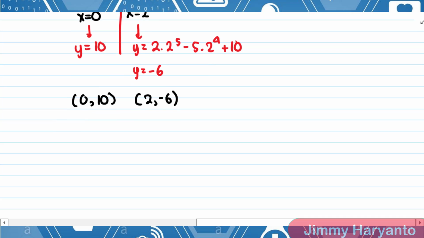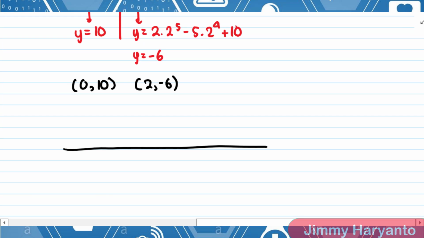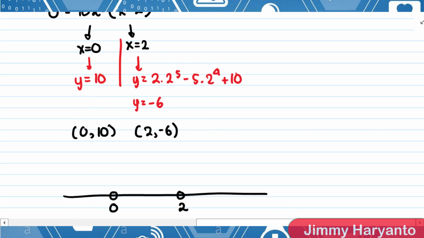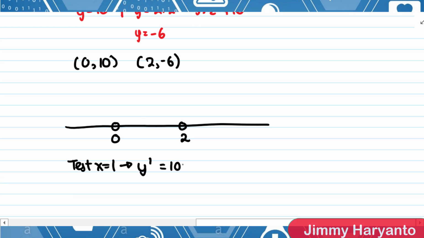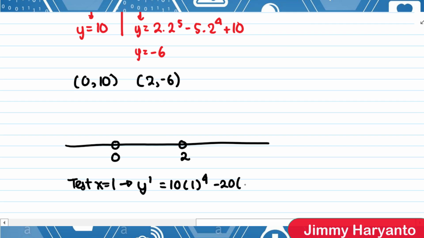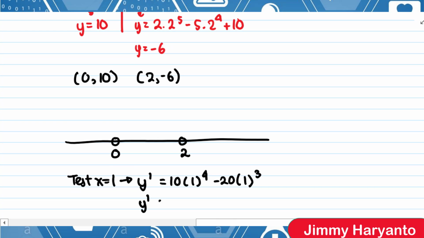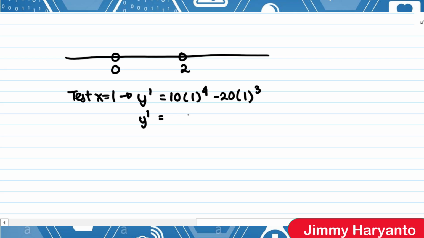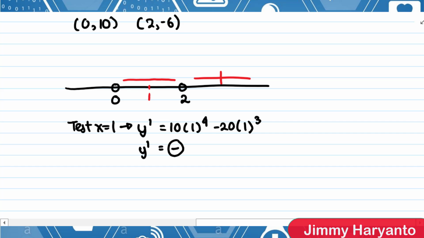Next is to find the nature. This time I will use the number line. For the number line I have 0 and also 2, and then I will test for x equals 1. For x equals 1 I will have the value of y-accent equals 10x to the power of 4 minus 20x to the power of 3. That means 10 times 1 to the power of 4 minus 20 times 1 to the power of 3. So y-accent will be 10 minus 20, negative. So 1 is right here, it will be negative, and then when it moves to the right side it will become positive.